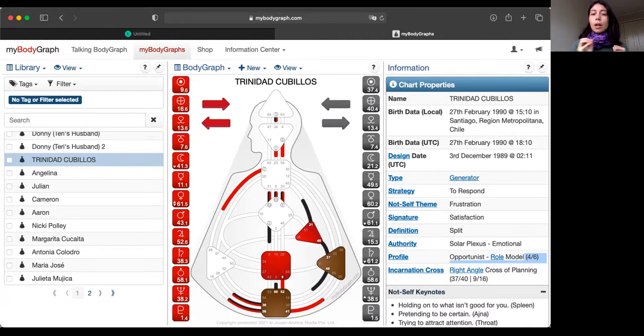So just a small example so you get an idea. For me, it's my emotional solar plexus. If you're an emotional authority in human design, in general, what it means is you are not here to make impulsive decisions. You actually need time to gain clarity and make decisions.